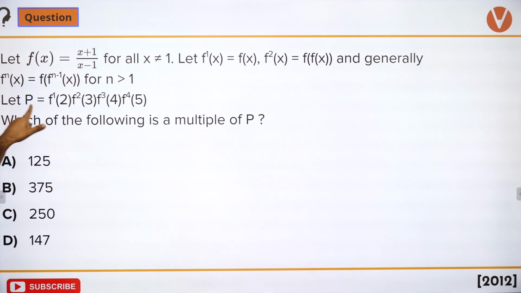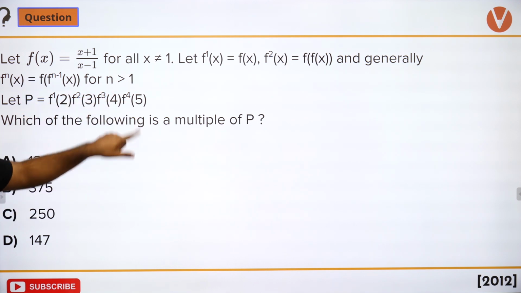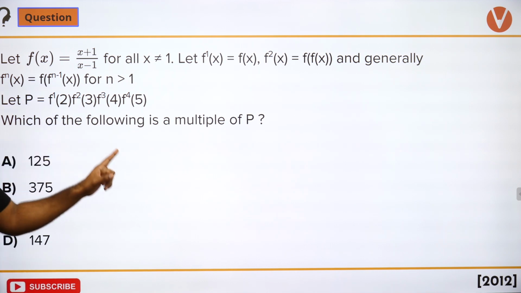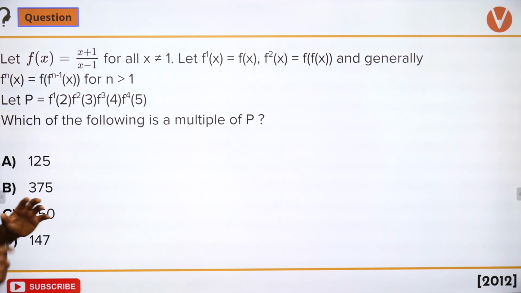Now, if p is equal to f1 of 2, f2 of 3, f3 of 4, f4 of 5 multiplied, then which of the following is a multiple of p? So very simple question, although at first when you look at it, you tend to feel it is a tough question. And guys, let me tell you, it is not at all tough.